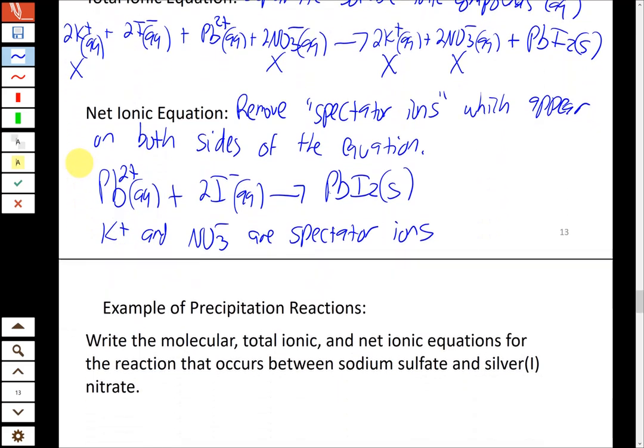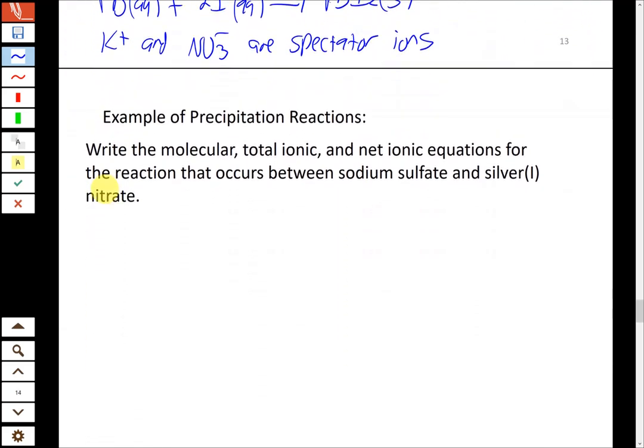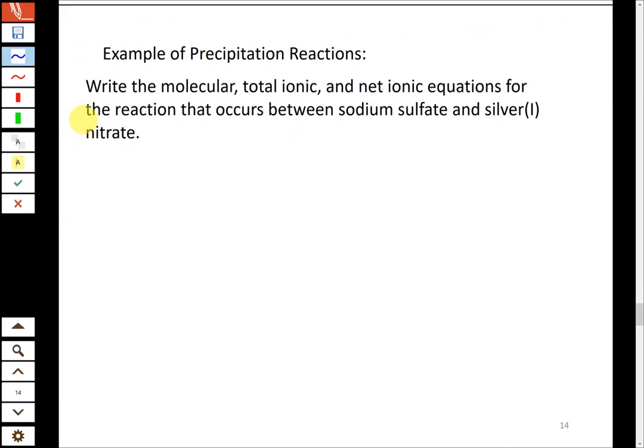So let's just do some examples of this. We want to write all three equations, the molecular, total ionic, and net ionic equations, for the reaction that occurs between sodium sulfate and silver 1 nitrate. All right, so for these, we do need to make sure we have the formulas of the compounds correct, because if we're going to write the correct chemical equation, the formulas of the reactants and products obviously have to be the same.